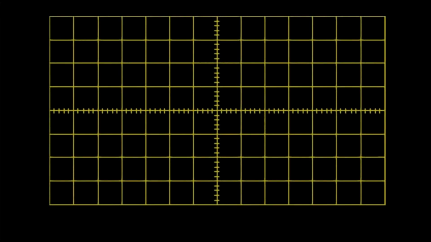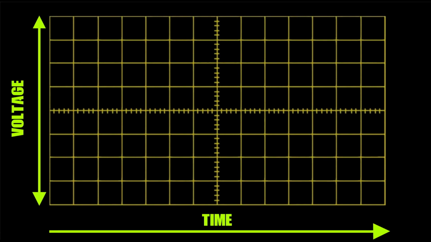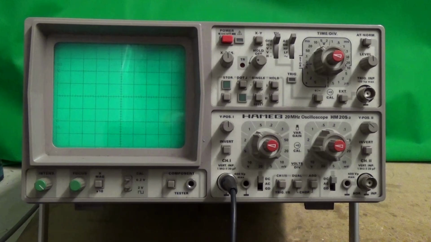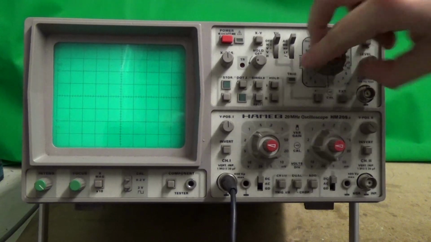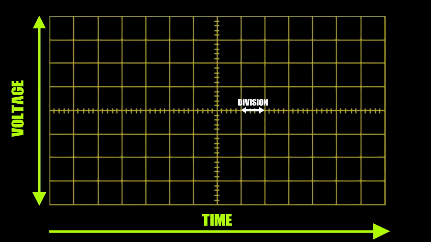So, this is the screen of an oscilloscope. It is quite simply a graph with the voltage on the vertical axis and the time base connected to the horizontal axis. You can control the magnitude of time that each horizontal side of a square on the screen represents. Each one of these sides is known as a division. To control this, you simply adjust the time division dial on the face of the oscilloscope to the desired duration. The amount of time per division is known as the time base.